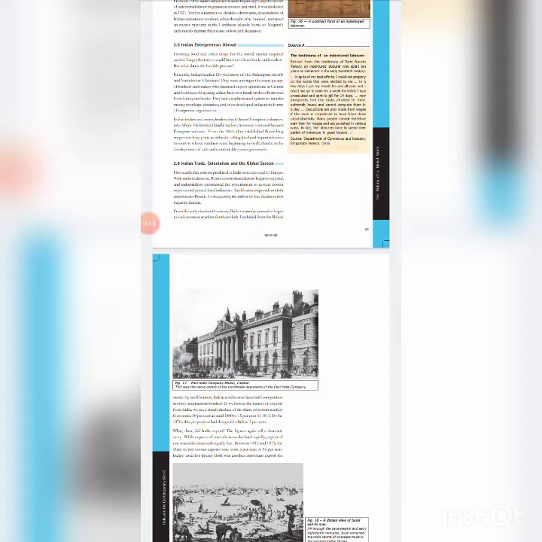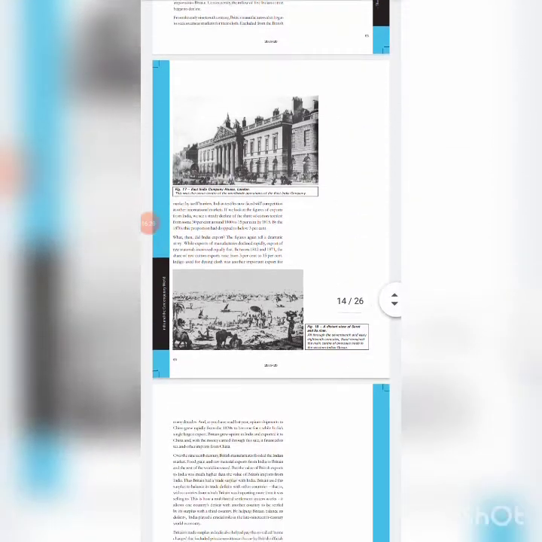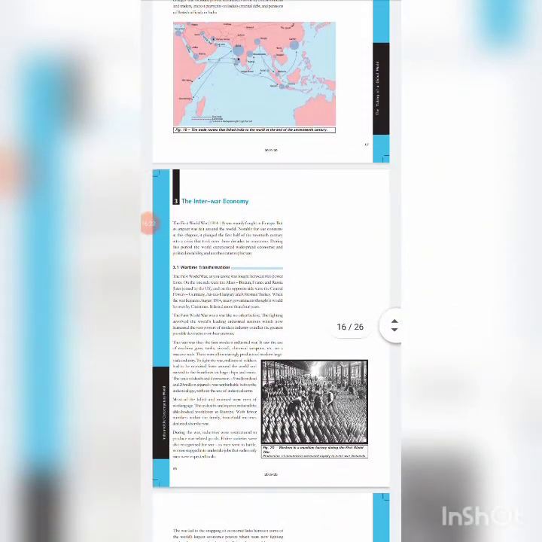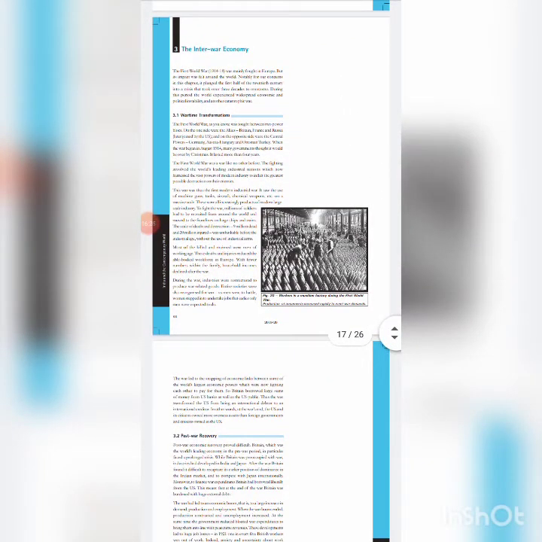Then, the interwar economy. The First World War, from 1914 to 1918, was fought in Europe, but its impacts were felt around the world. During this period, the world experienced widespread economic and political instability and another catastrophic war. Wartime transformation.